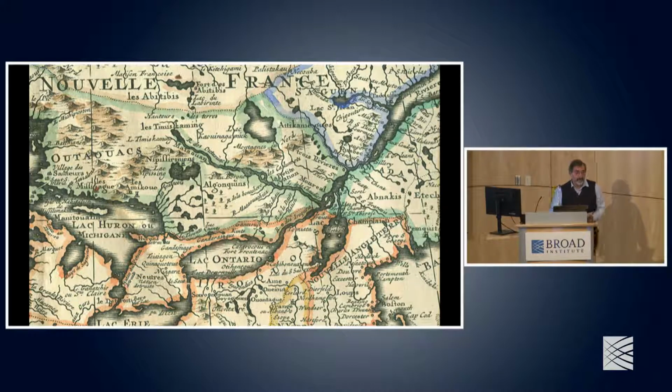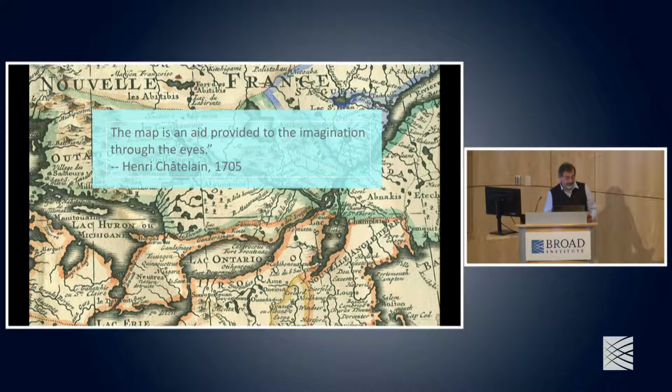There's a wonderful phrase in Henri Chatelain's preface to his Atlas Historique. He describes these engravings of coastlines and political boundaries as an aid provided to the imagination through the eyes. The human imagination is not an empty space to be filled with data. It contains more than the set of rational numbers and operates through a constantly changing network of connections. We perform the creative act of information design in order to communicate to the imagination through the eyes.